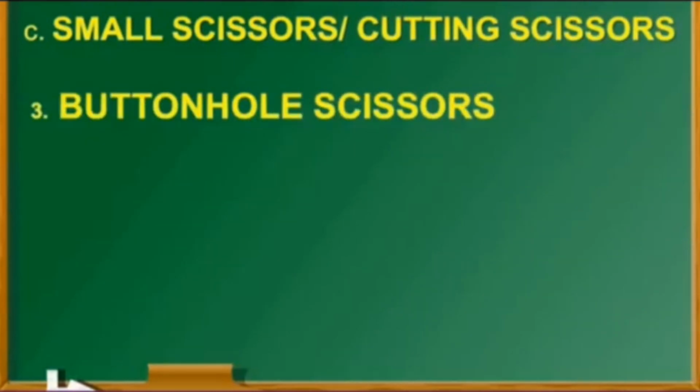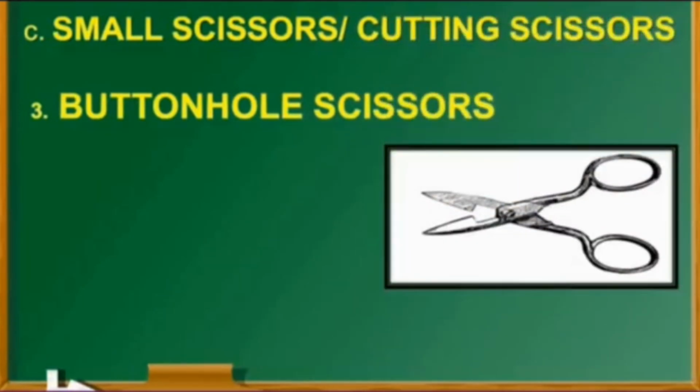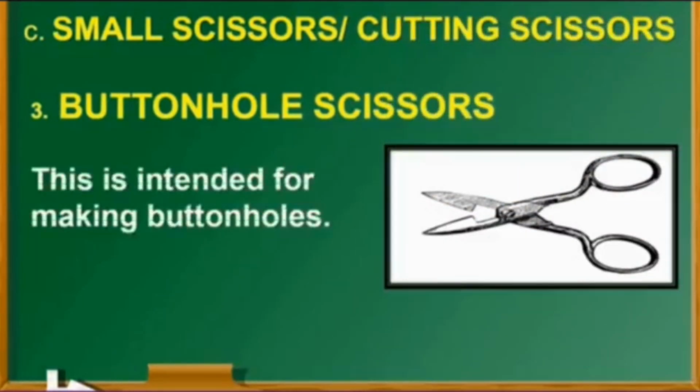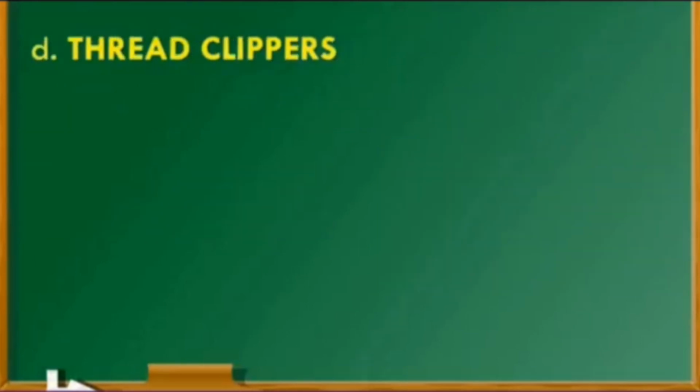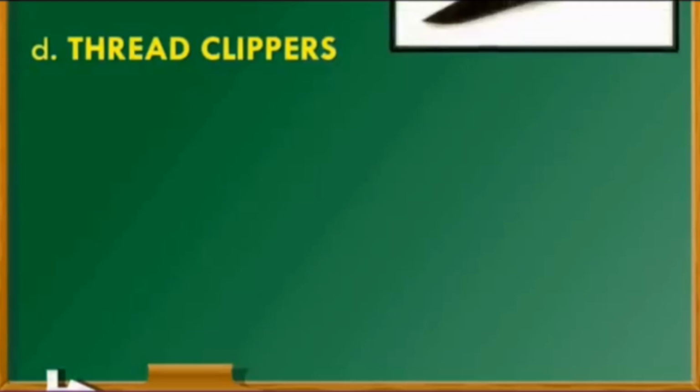Third small scissor is the buttonhole scissors. Buttonhole scissors are intended for making buttonholes. Next cutting tool is the thread clippers.